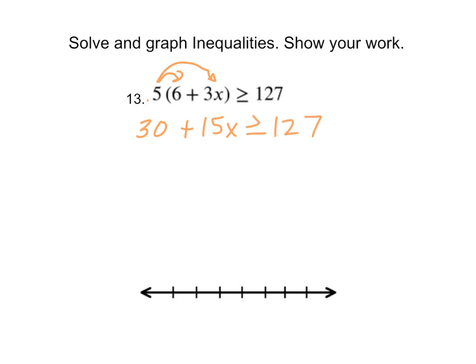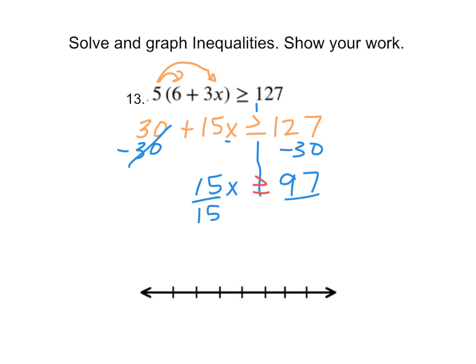Okay, and now I'm going to proceed to solve this one. My variable is right here, so I'm going to start by clearing out this 30 first. That leaves me with 15x is greater than or equal to 97. And to get x by itself, I'm going to divide both sides by 15. I do not reverse the inequality because I'm not dividing by a negative.